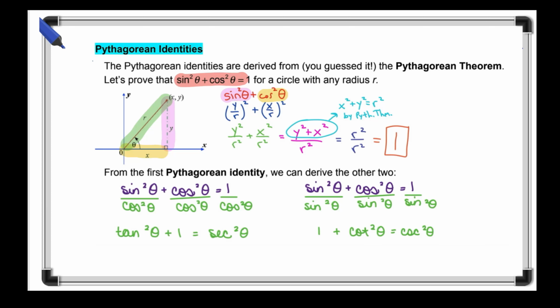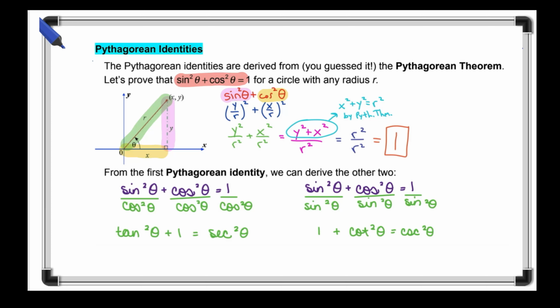Now with this first Pythagorean identity, you can derive the other two, and we've shown you that proof right below here. So you get tan squared plus 1 equals secant squared. And then you get 1 plus cotangent squared, which is equal to cosecant squared. All right, so here we've got a list of our Pythagorean identities to make it a little easier for you.